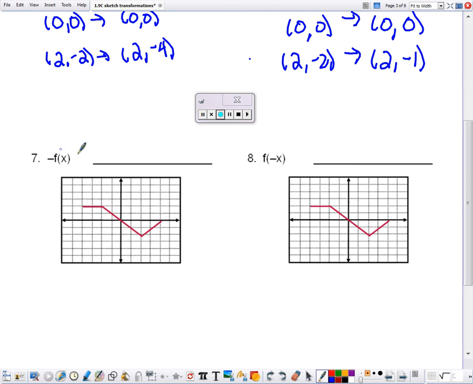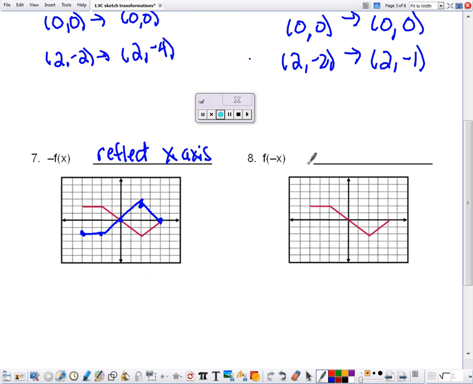A negative in the front is a reflection over the x-axis. So that means anything up here moves down. 0, 0 stays where it is. This moves up. Kind of looks like a fish, some pliers.